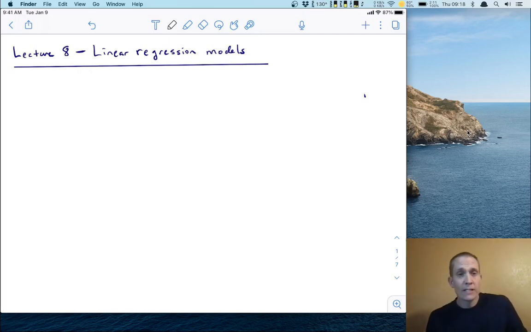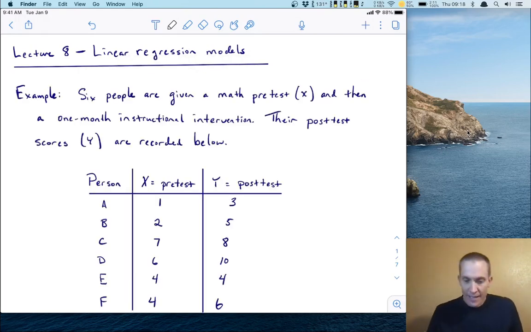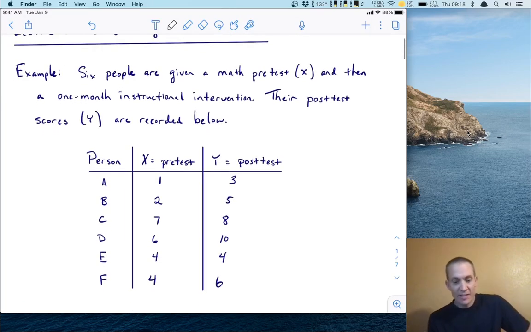In this lecture we're going to talk about linear regression models. As a beginning example, let's consider the following. Let's look at 6 people who were given a math pretest, which we'll call variable x, and then a 1-month instructional intervention. Then they took a post-test, and their post-test scores, which we'll call y, are recorded below. So you can see our 6 people down here and their associated pretest scores.